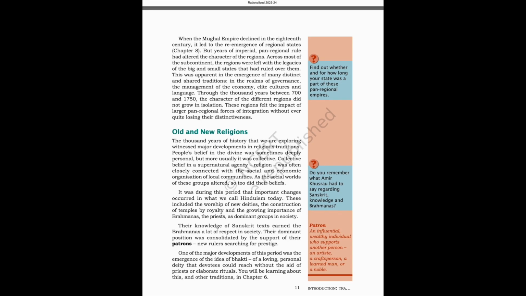When the Mughal Empire declined in the 18th century, it led to the re-emergence of regional states, Chapter 8. But years of imperial, pan-regional rule had altered the character of the regions. Across most of the subcontinent, the regions were left with the legacies of the big and small states that had ruled over them. This was apparent in the emergence of many distinct and shared traditions in the realms of government, the management of the economy, elite cultures, and language.